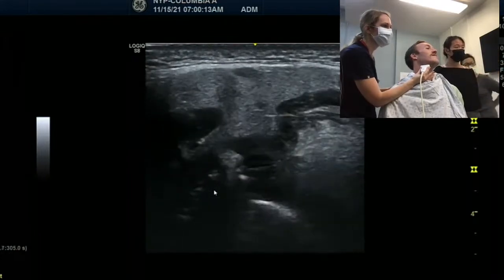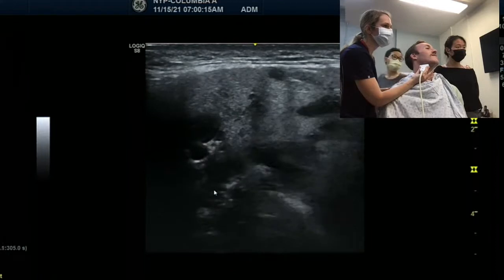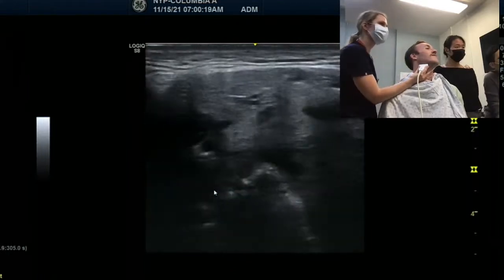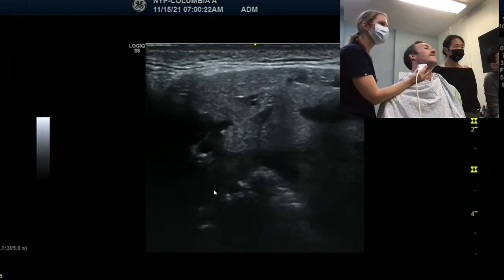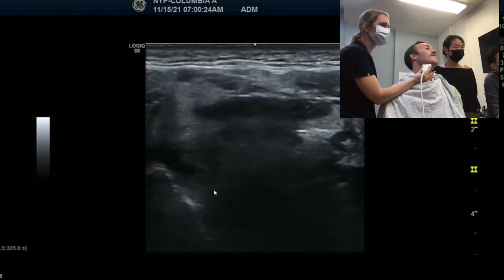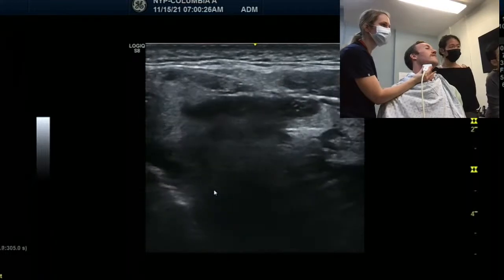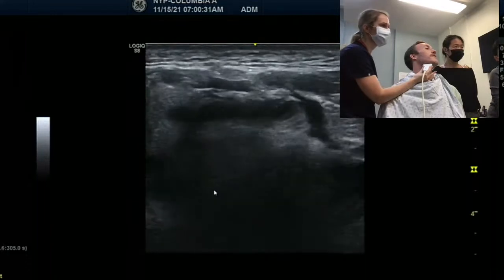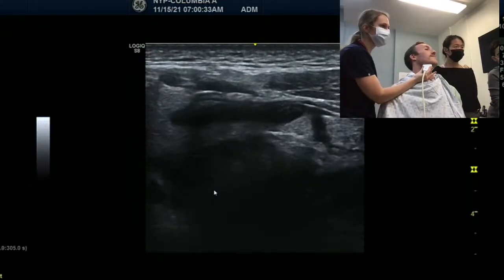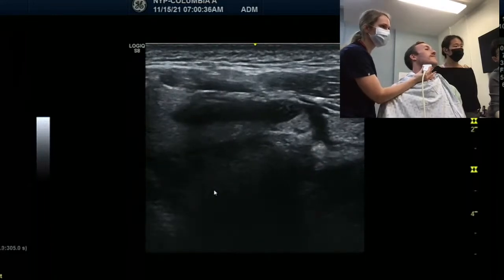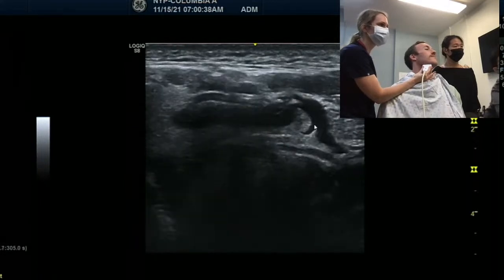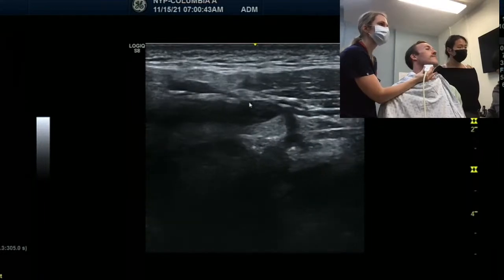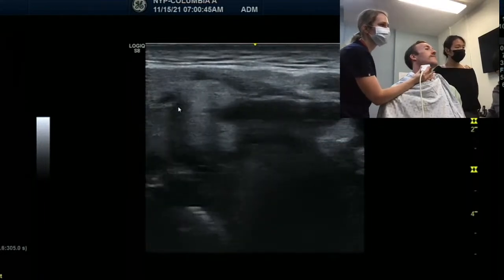We come down a little bit, with all the hyperechoic areas and air in the tonsil. So I think we're coming to the medial side, right? The right side of the screen is the medial side of the face. So this is the dark muscle coming into the submandibular gland.